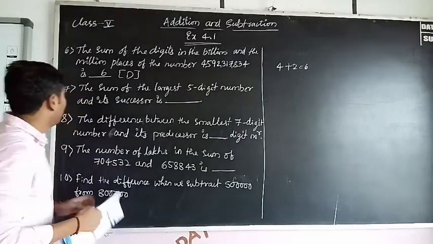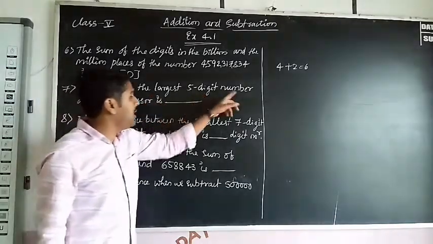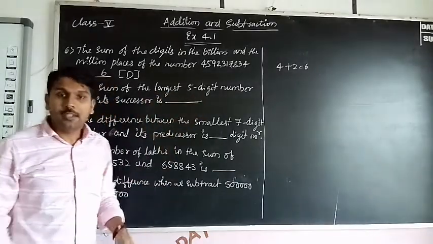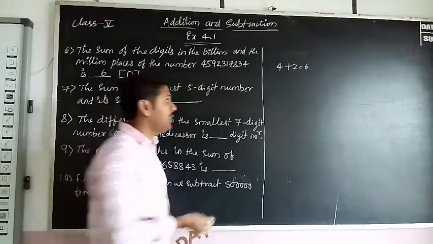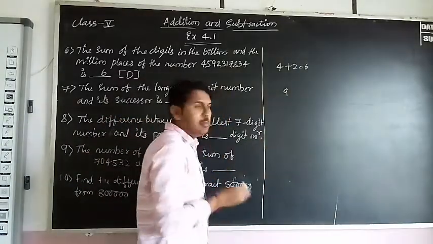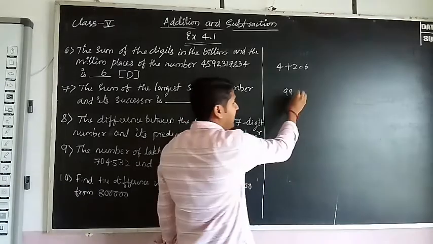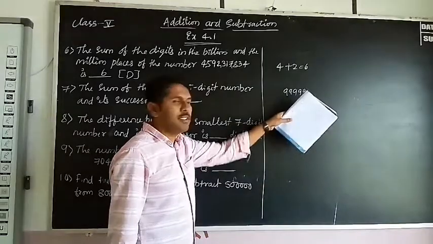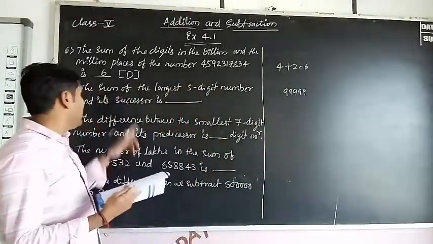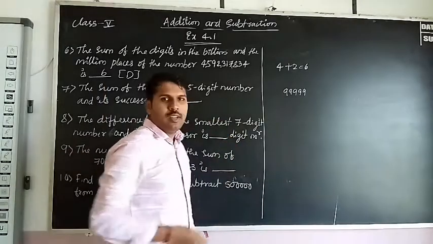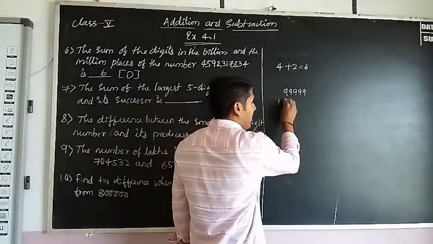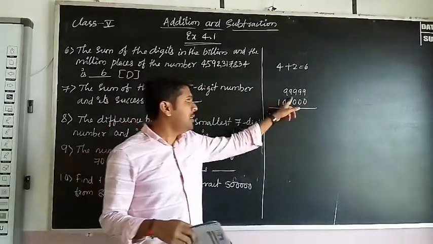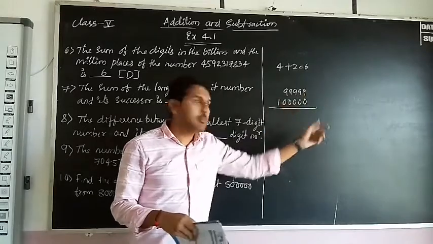Next, seventh one. The sum of the largest 5-digit number and its successor is. So first write down the largest 5-digit number. This is the largest 1-digit number, largest 2-digit number, like this. They ask for a 5-digit number: 99,999. And its successor. Successor means plus 1. Successor means 1 lakh. 99,999, successor is the next number, that is 1 lakh.